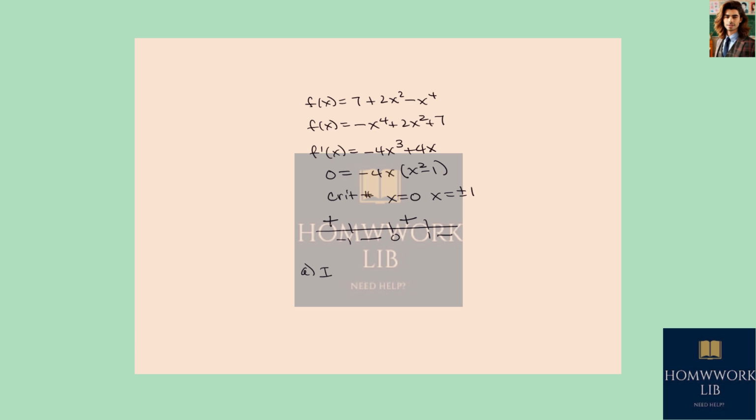So my graph is increasing from negative infinity to negative 1 and 0 to 1. It's decreasing from negative 1 to 0 and then 1 to positive infinity.